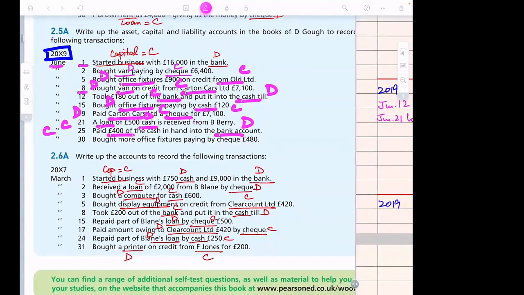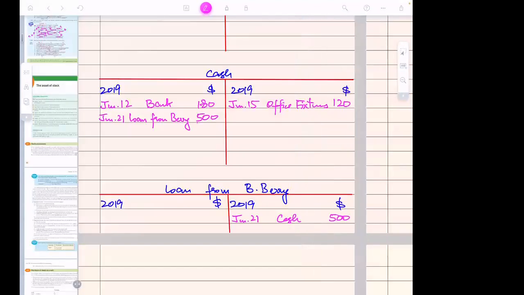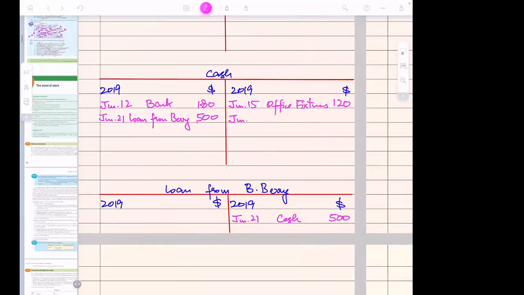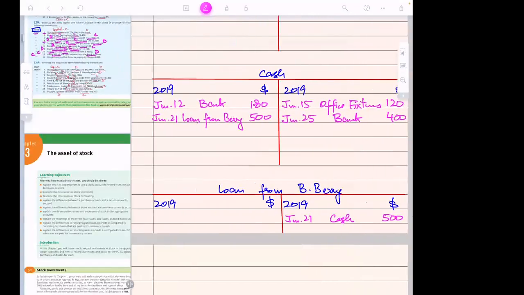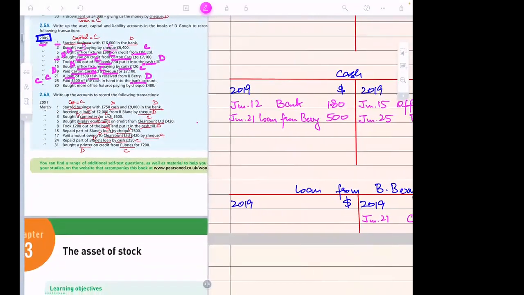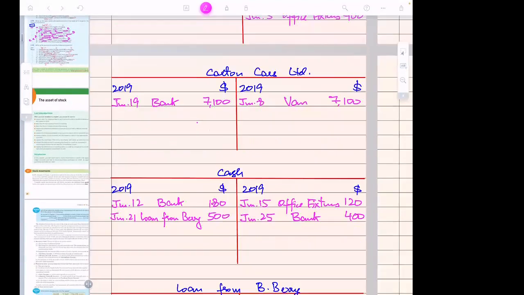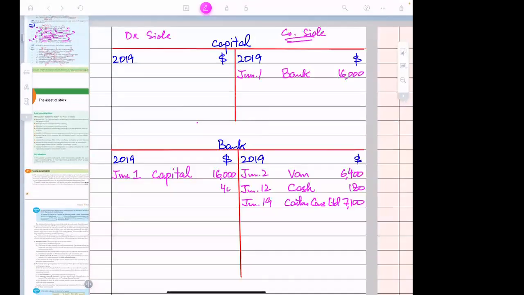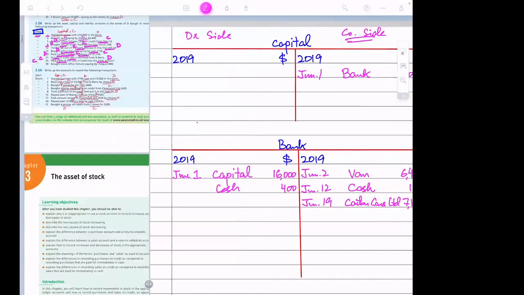So bank debit and cash credit. So cash will be credited. The date was 25th. So cash will be credited and bank will be debited. Amount is 400 and bank will be debited. Let's come to the bank account. 400, we write cash. The date was June 25.